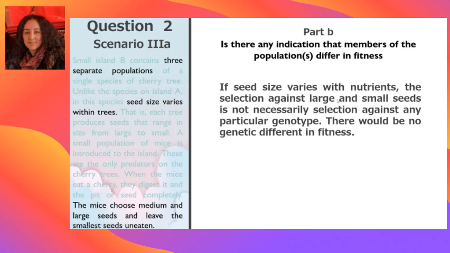So eating the large seeds and the medium seeds would not necessarily be selection against any particular genotype because those traits are not connected to a genotype. They're connected to nutrient availability, or in this case, sunlight. So no genetic difference in fitness between those seed sizes.